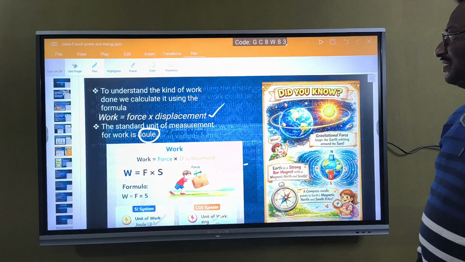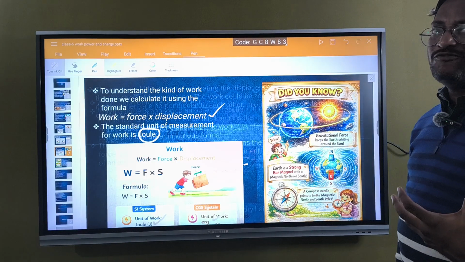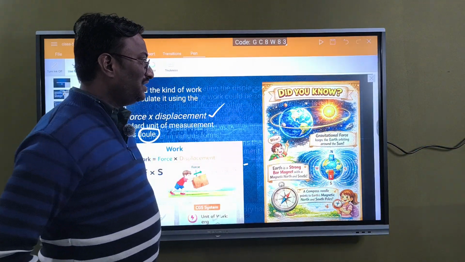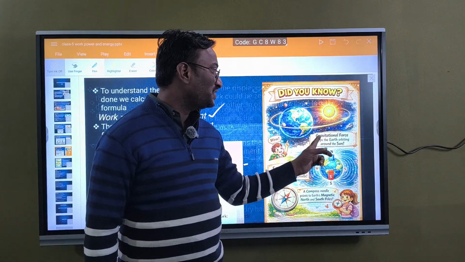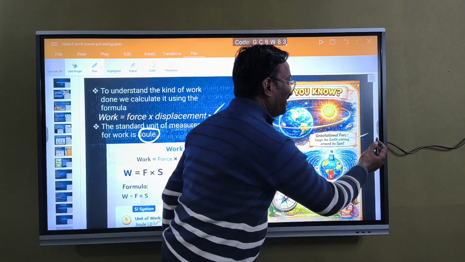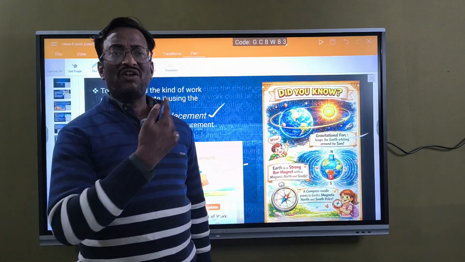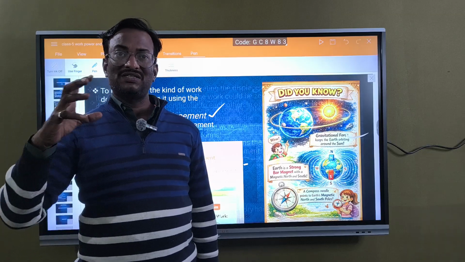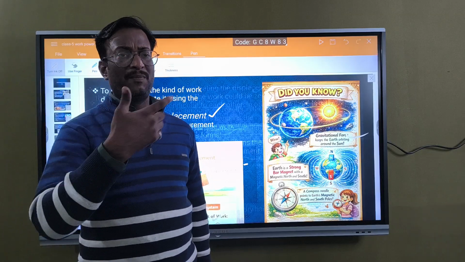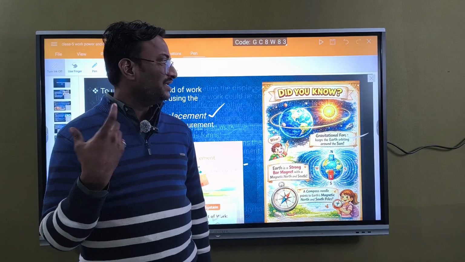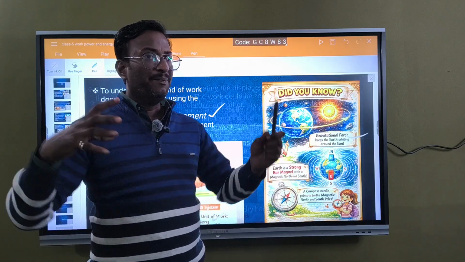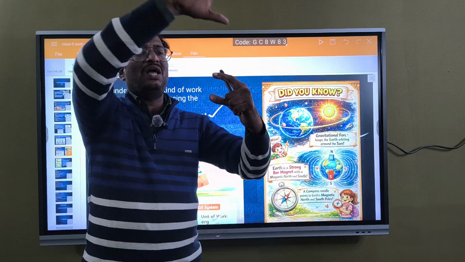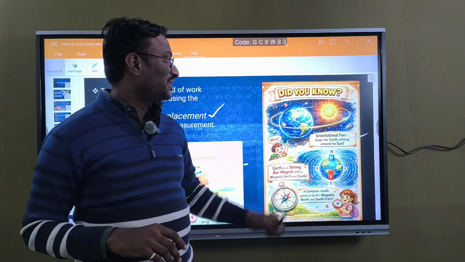See here, there is one concept which will give you a creative idea, children. Did you know, gravitational force keeps the earth orbiting around the sun. We all know that the earth is revolving around the sun. Why is the earth not falling down? Why is the earth revolving only in one particular direction, in a particular orbit around the sun? The reason is that there exists a gravitational force between the sun and earth. It keeps the earth moving around the sun. So that is one of the facts.